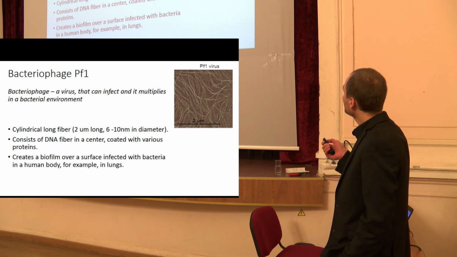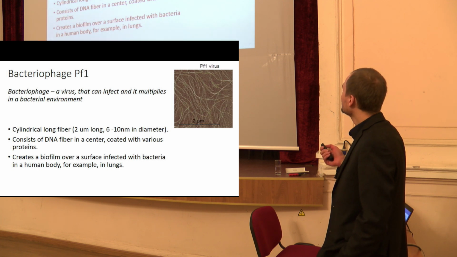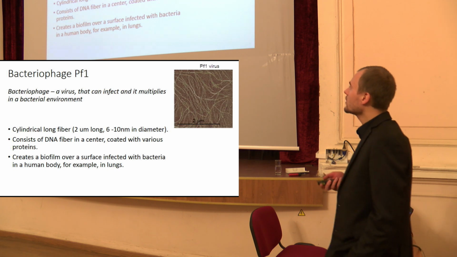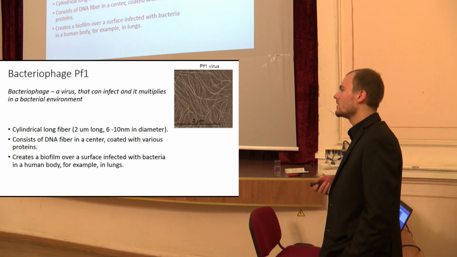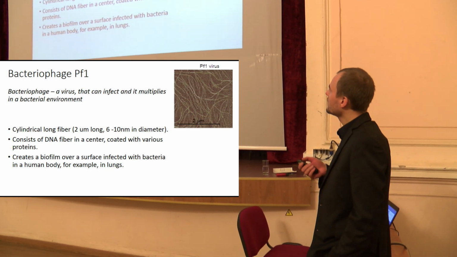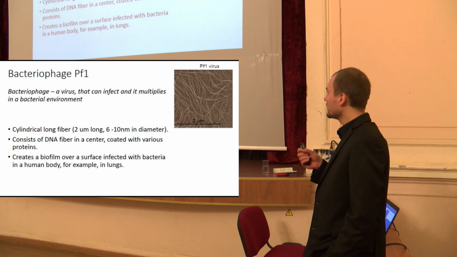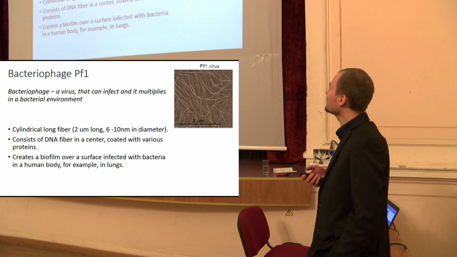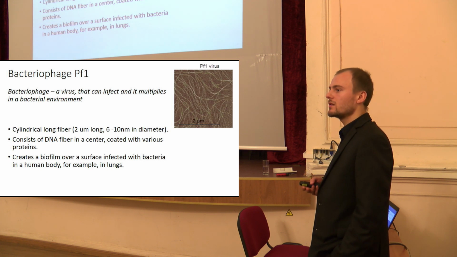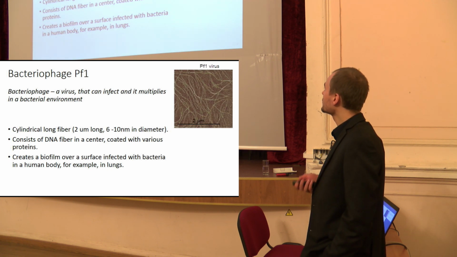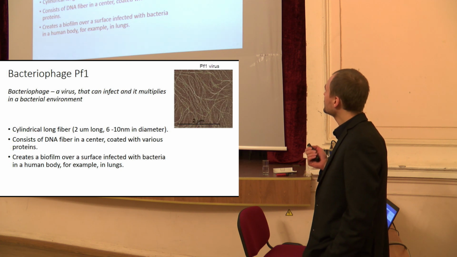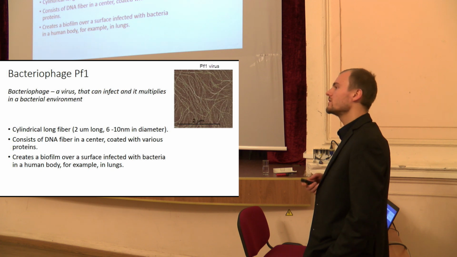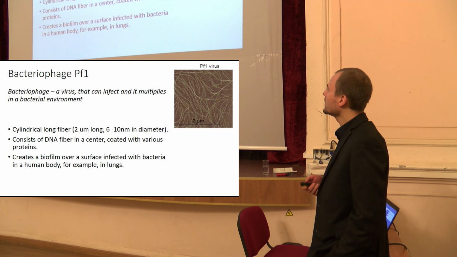It's shown in the picture here. It's a cylindrical fiber. It's not very long, it's 2 micrometers long, but it's way thinner than it looks in the picture. It's 6 to 10 nanometers in diameter, so you can't see it in the microscope. It consists of a DNA core, coated in layers with various proteins.